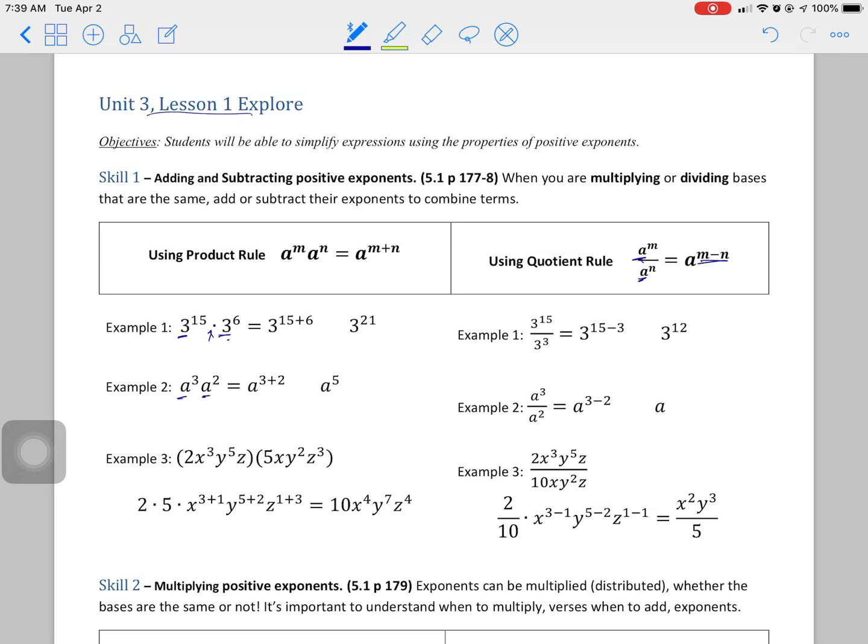Lesson 1, explore adding and subtracting positive exponents. When you're multiplying two terms together and the bases are the same, whether it's an A or a 3, you're multiplying. Remember, if there's a dot here or you're shoving things together or you have parentheses, we are multiplying all three of these, okay? This term is multiplied by this term. This term is multiplied by that one, and so forth. Multiplying. Their exponents are allowed to be added when the bases are the same. We'll get to that confusing one in a minute.